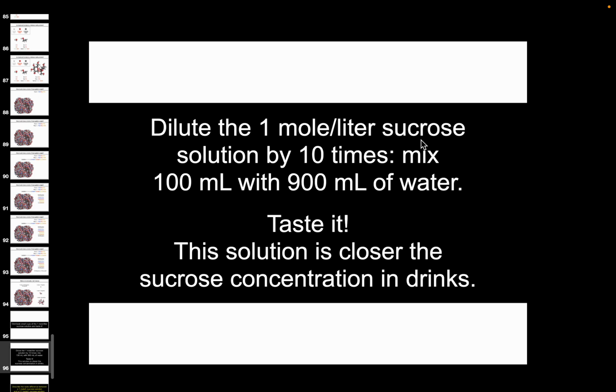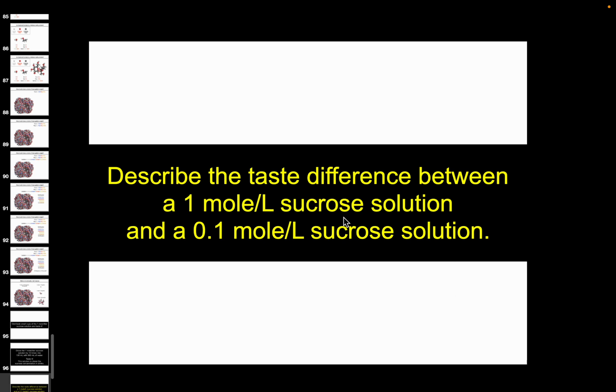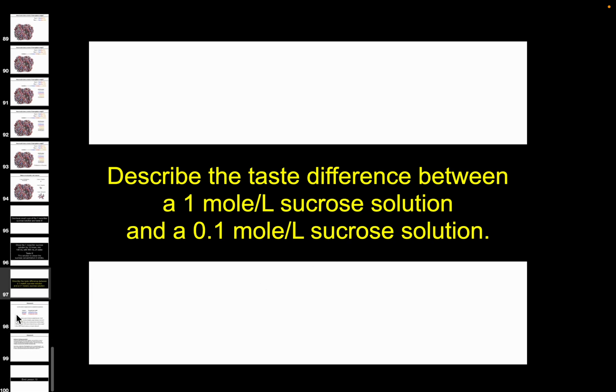Dilute the 1 molar sucrose solution by 10 times. Mix 100 ml with 900 ml of water. Taste it. This solution is closer. The sucrose concentration in drinks is somewhere between the 1 mole per liter sucrose solution and the 0.1 mole per liter sucrose solution. This is a nice time to have a little discussion if you're in a class. Otherwise, you can try this out by yourself.